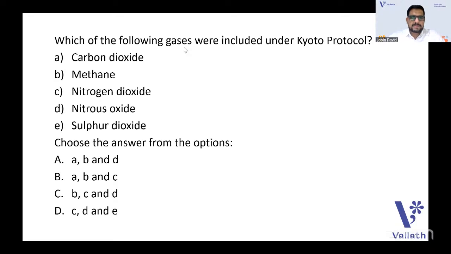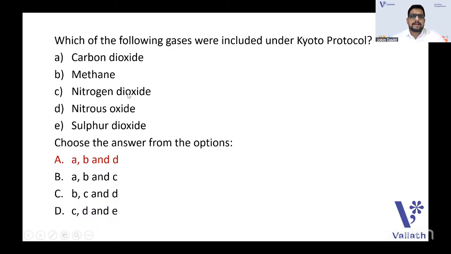Yes, which is the option that you will go with? Kyoto Protocol, under Kyoto Protocol. You can basically think about the greenhouse gases. Methane, nitrogen dioxide, and nitrous oxide, are you thinking of? It is carbon dioxide, methane, and nitrous oxide. Okay, it's not nitrogen dioxide.